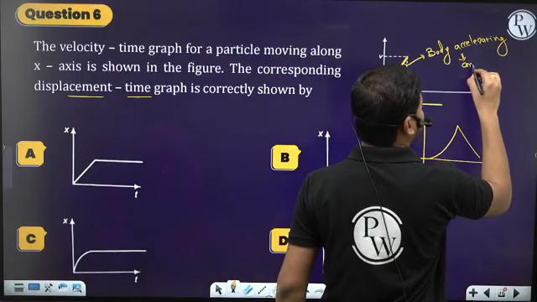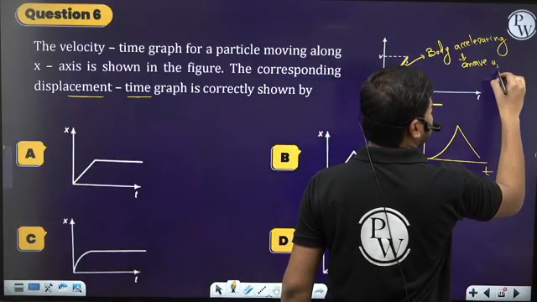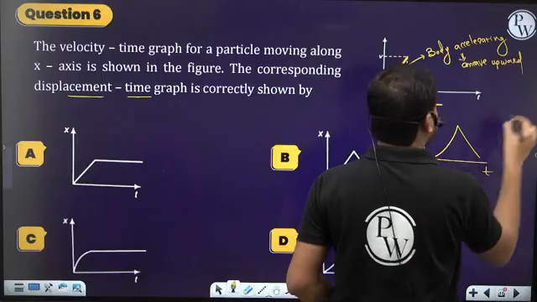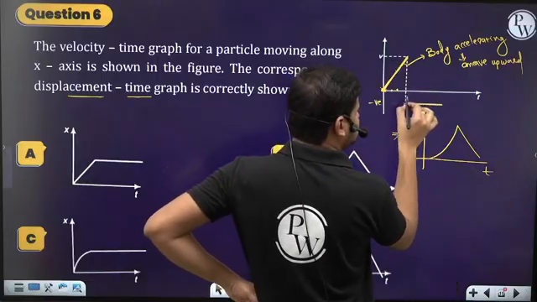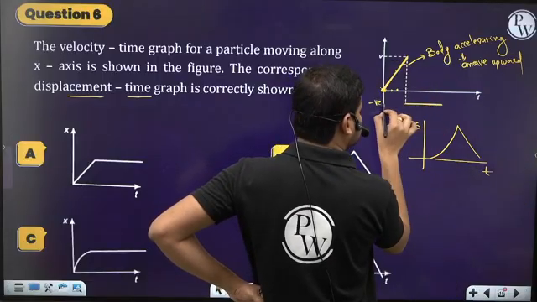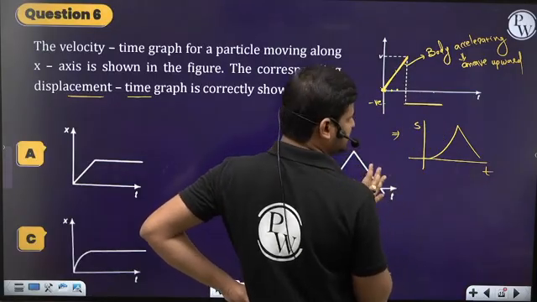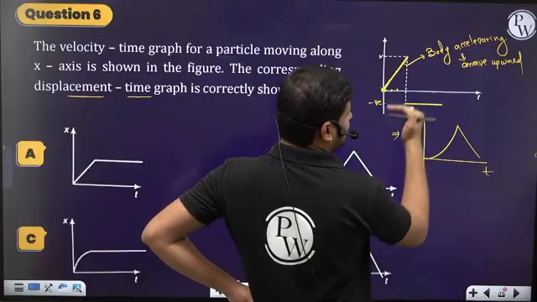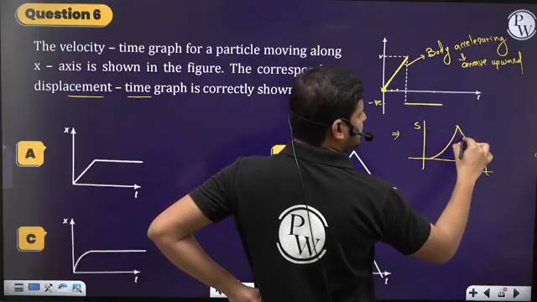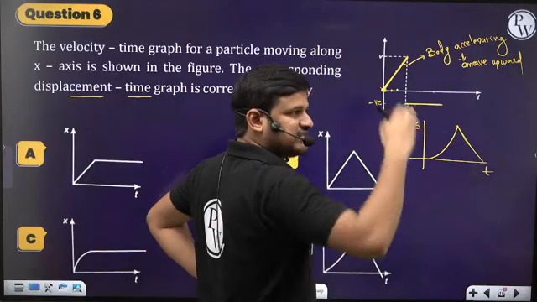Concave upward. Whereas in the next part here, the velocity is constant. At this time this is the velocity, at this time also this is the velocity. Velocity is not changing with respect to time. But this velocity is negative. Velocity negative means the graph slants like this.